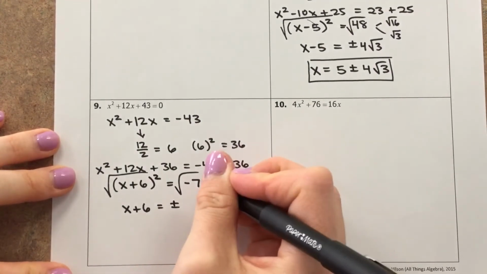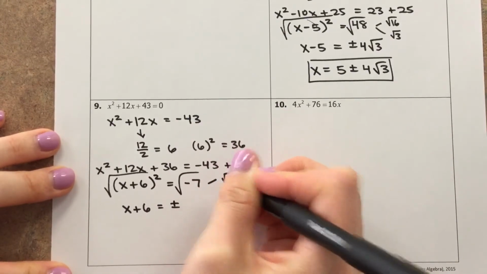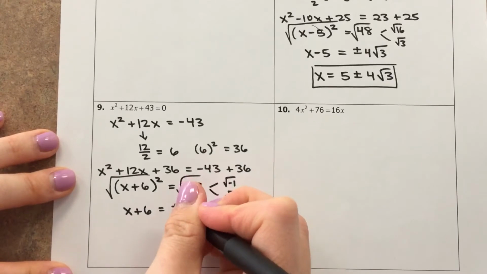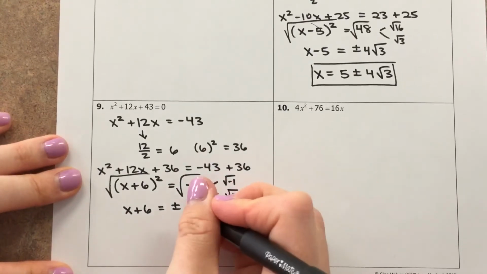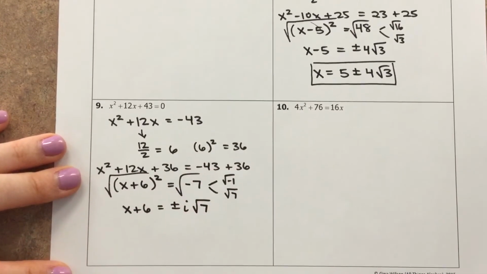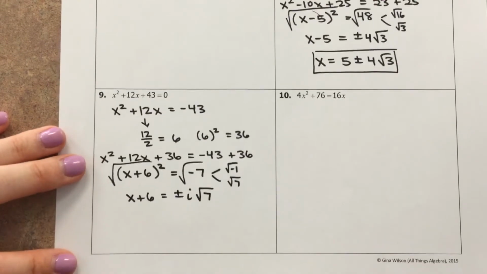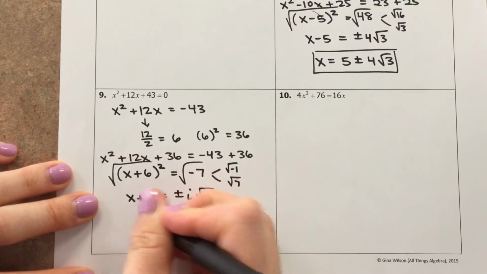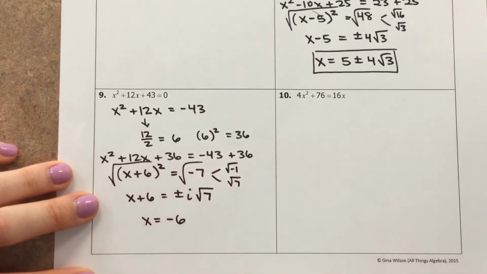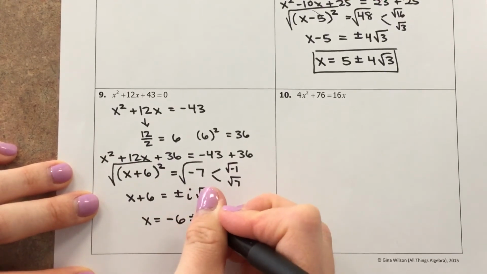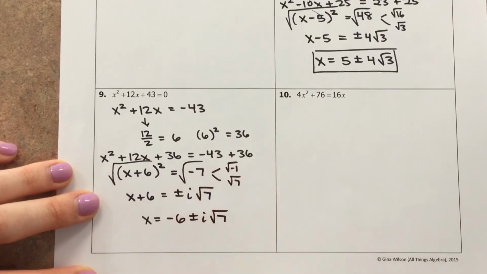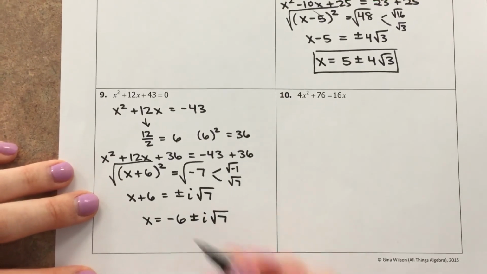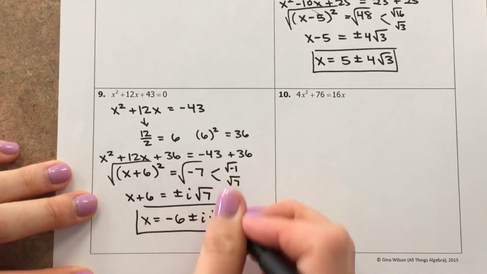So 7 is prime, but I can separate the negative 1. So remember, the square root of negative 1 is this imaginary number i, and then the 7 gets left behind because you can't break it down any further than that. So last step, solve and simplify. So you just subtract the 6 from both sides. So we have the negative 6 first, and then plus or minus i root 7. Definitely can't combine those because this is real, this is imaginary, this has a square root attached, so these answers just stop right there.